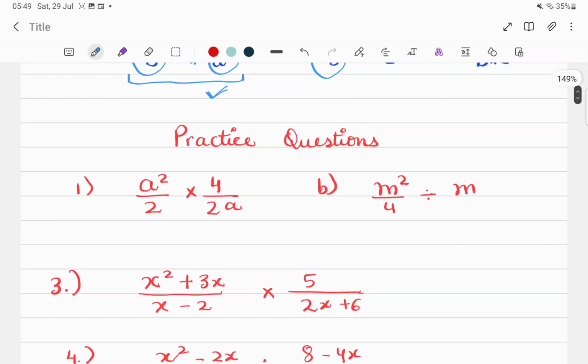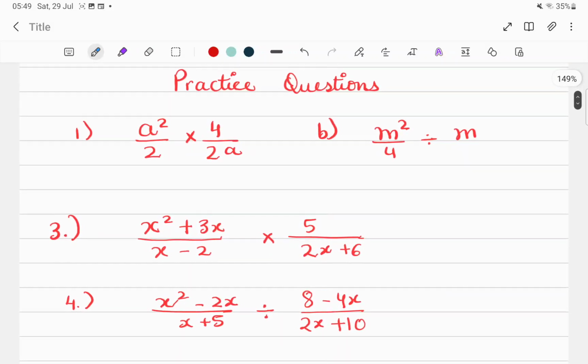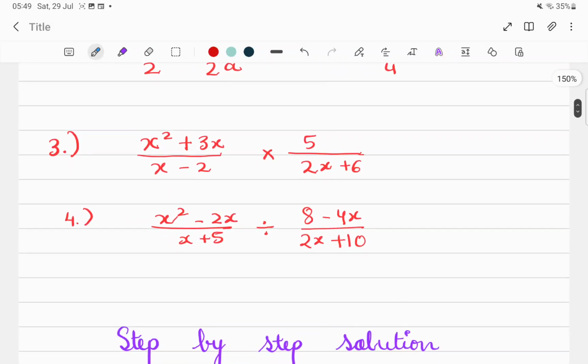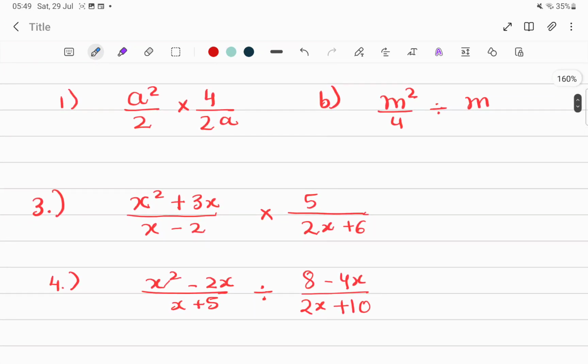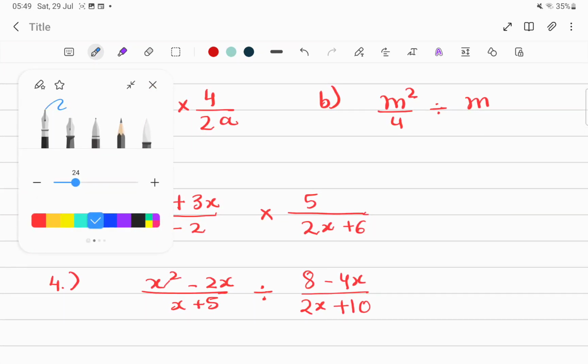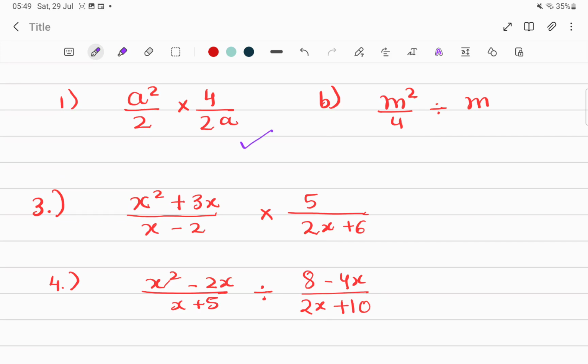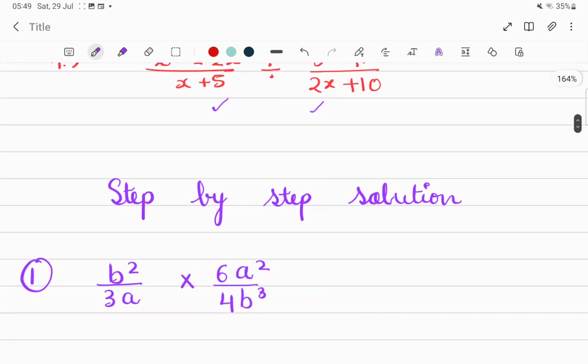Here I have given some practice questions for all of you to try, and I am going to explain similar questions. The first two questions in the practice are quite easy. This question and this one have just one term, like a squared and 2a, and same here, but here you need to factorize. In the fourth question also you need to factorize. So let's try these questions now.